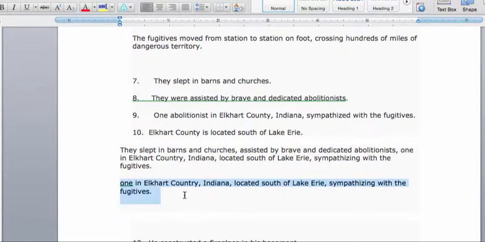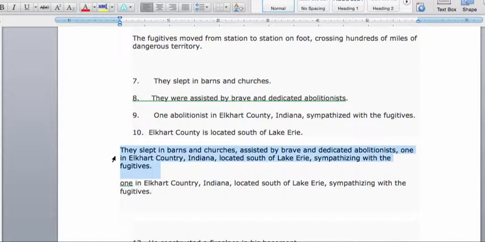And this whole thing is describing a part of the abolitionists. So we have a very complex sentence here that is perfectly acceptable. It's not a run-on. It has a lot of information in it. They slept in barns and churches assisted by brave and dedicated abolitionists, one in Elkhart County, Indiana, located south of Lake Erie, sympathizing with the fugitives.